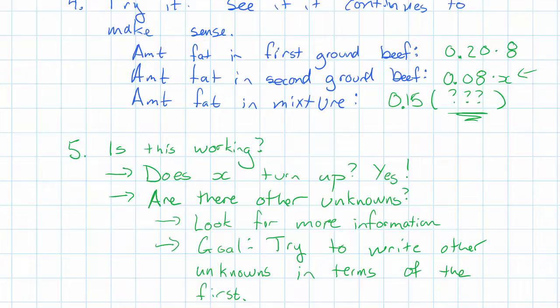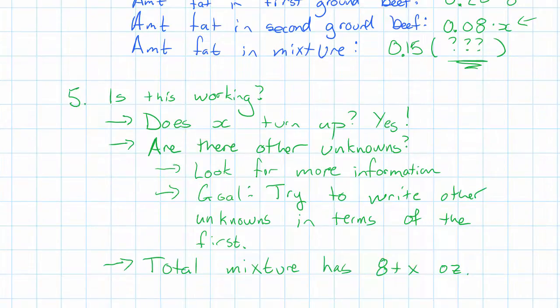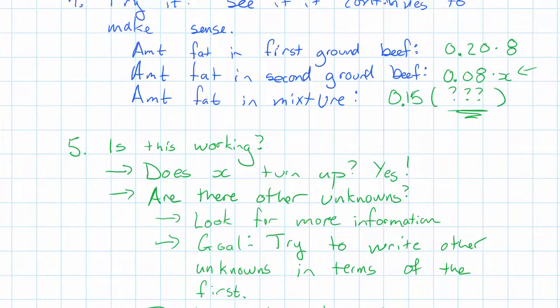So, can we write the amount in the mixture in terms of how much we're adding? Well, if we have 8 ounces of something, and then we mix in X ounces, oh, yeah. The total mixture is going to just be 8 plus X ounces. Okay, that wasn't so bad. We can go up here and fill that in.